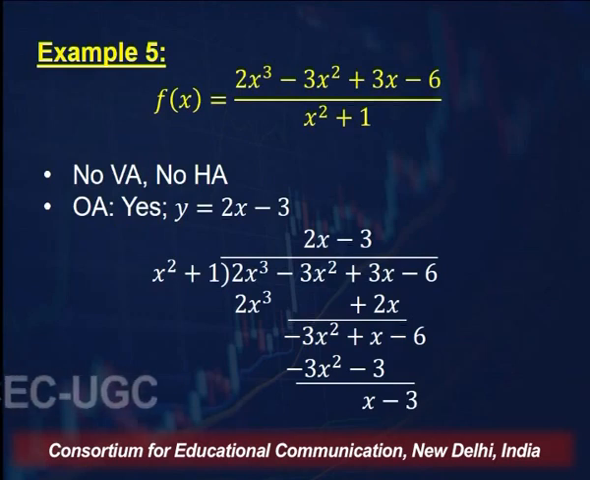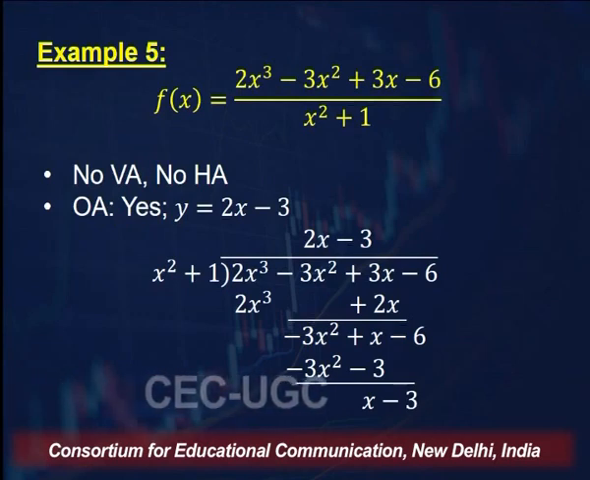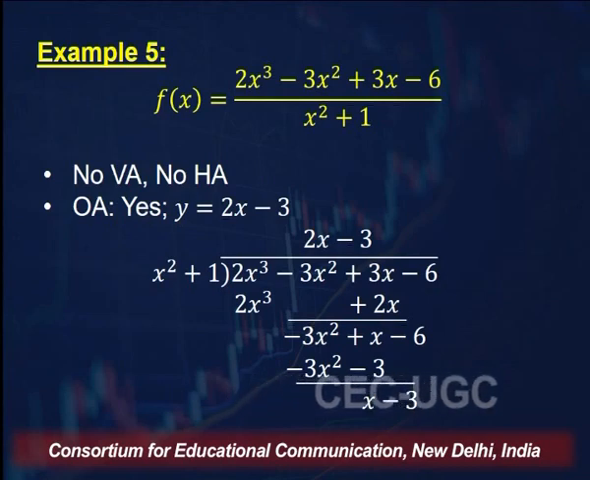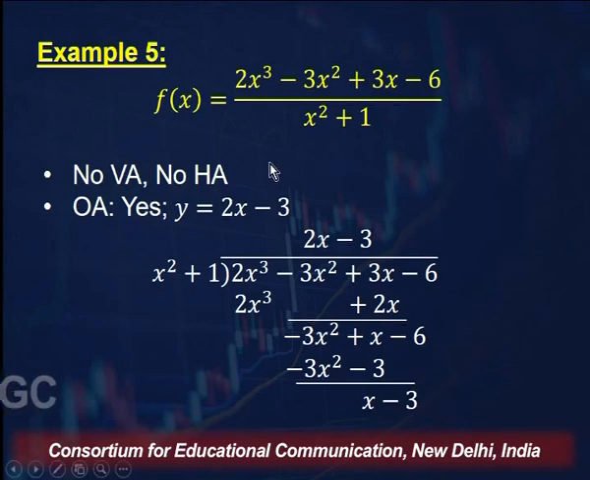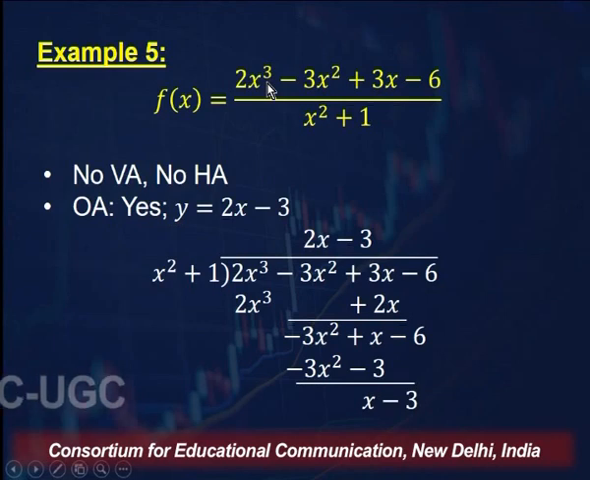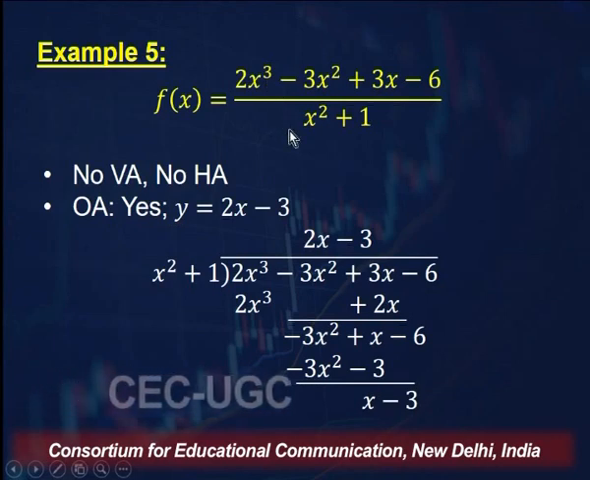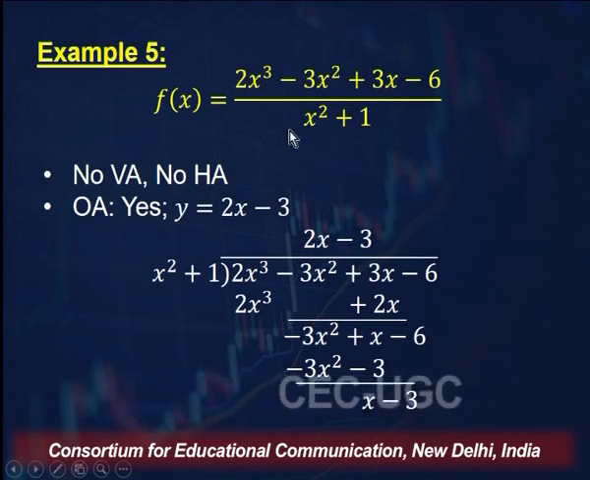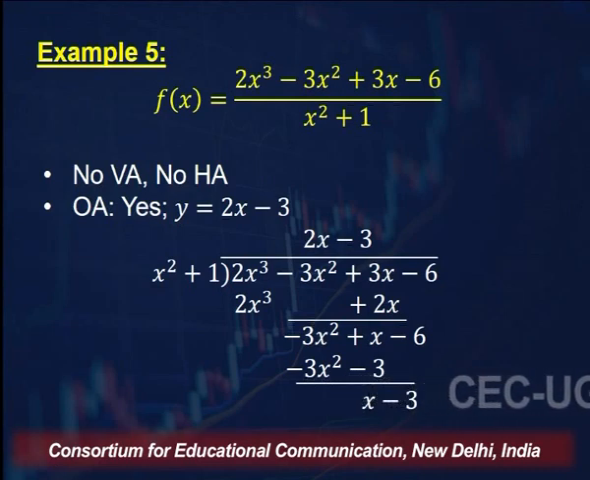Let's look at another example. So here you have f of x equal to 2x cubed minus 3x squared plus 3x minus 6 divided by x squared plus 1. Because the denominator is not 0 for any value of x, there is no vertical asymptote. There is no horizontal asymptote as well, because the degree of the numerator is more than the degree of the denominator. You can't have a horizontal asymptote or limit at infinity here.